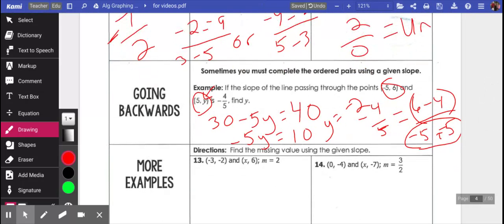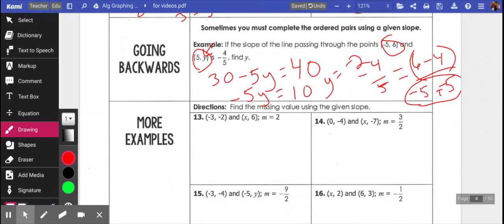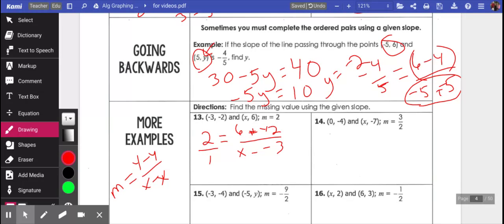So as long as you follow, it helps to write that formula out. So if we write it out over here, and then you just plug them in. If they give you the slope, which is what they're doing on all of these, you plug that in there. So we have 2 equals, and then we do 6 minus -2 over x minus -3. Add the opposite. And since this is 2, we know there's a 1 on the bottom. And so 1 times the 6 plus 2 is 8.